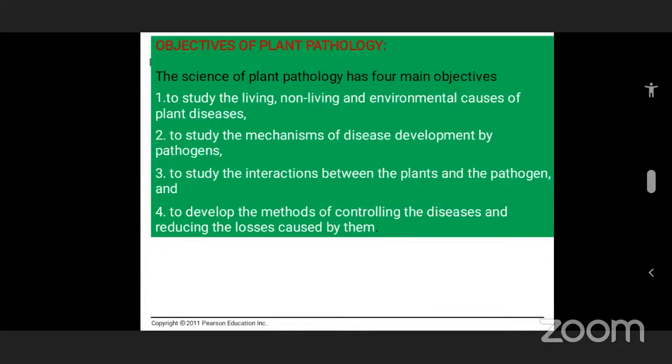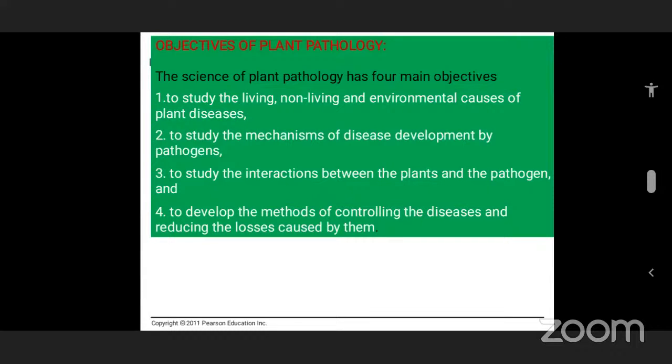Suppose any disease is present in the field, if it is not causing any damage related to yield loss, we don't bother about that. But whenever that particular disease is present, automatically it will also reduce the yield. Whenever the yield is reducing, at that time definitely we have to take some measures to reduce the yield losses.